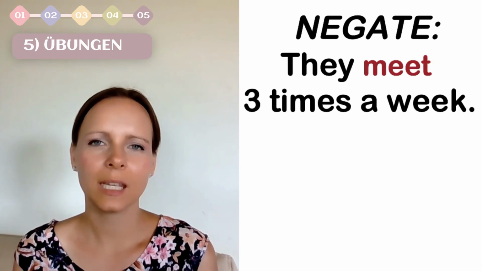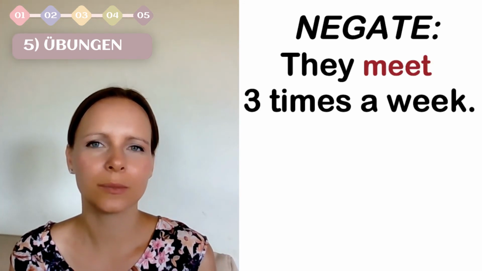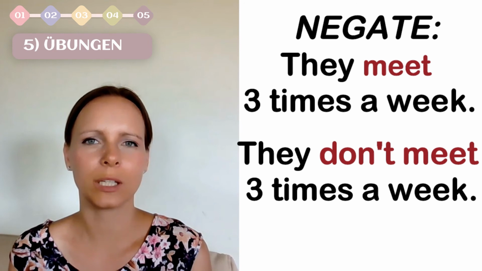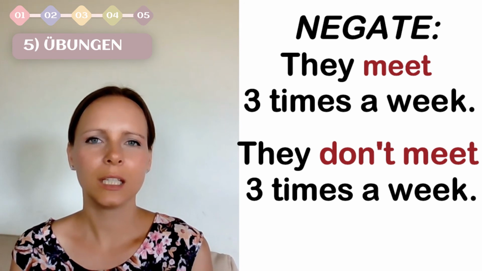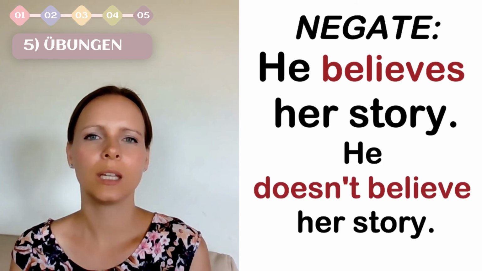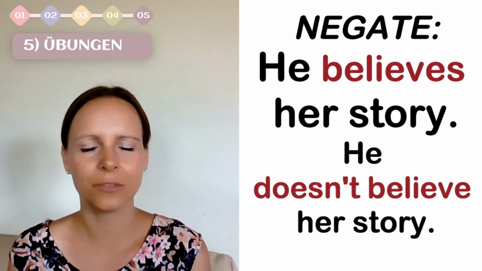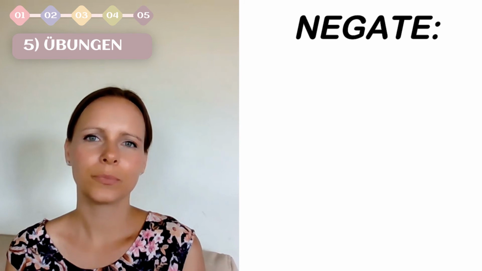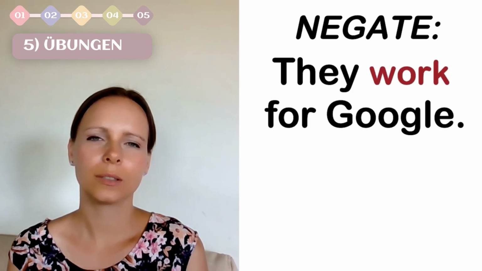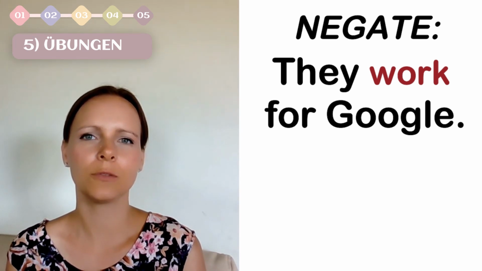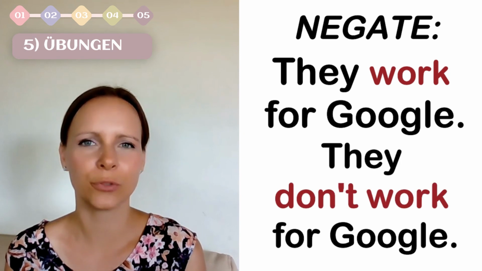Now let's try to negate the sentences. They meet 3 times a week. A negative sentence would be, they don't meet 3 times a week. He believes her story. The negative sentence would be, he doesn't believe her story. They work for Google. A negative sentence would be, they don't work for Google.